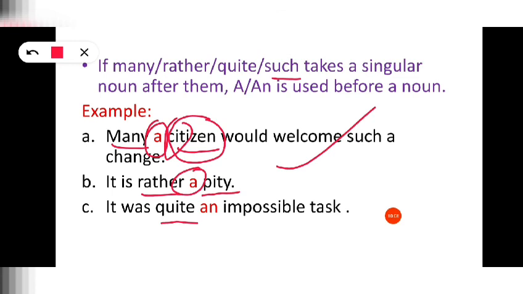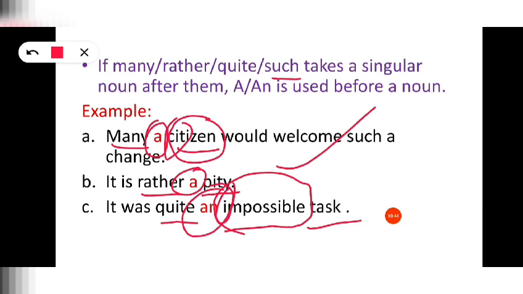Next, it was quite an impossible task. Now, if you see again, the noun here is task, but it has been used with an adjective which is placed here, impossible. What kind of task? Impossible, right? So again, we'll be placing the article before the adjective as the rule says, impossible. So we'll check the first alphabet. It's im, that is I, and the sound is also coming that of I. That's why we're going to place an.